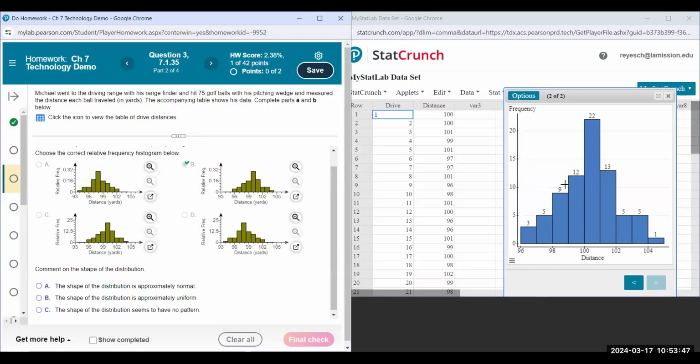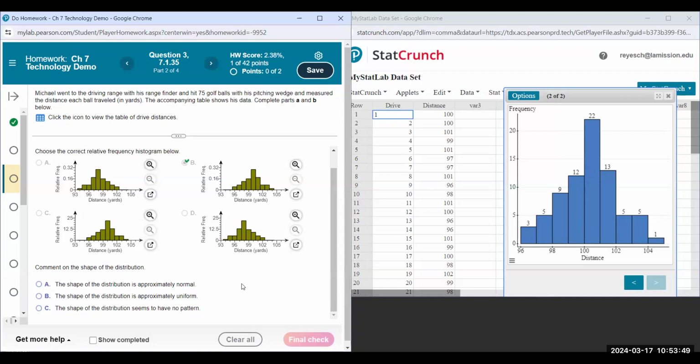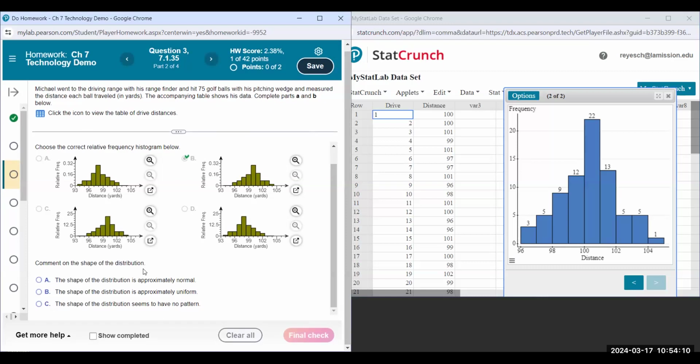Sometimes the follow-up question is this one. Okay, then the shape. So think about what the shape is. It seems pretty bell-shaped. You might think it's slightly skewed on this left-hand side, but there's no option for slightly skewed to the left. So it's approximately normal. Uniform means they're all the same height, and they're definitely not all the same height.